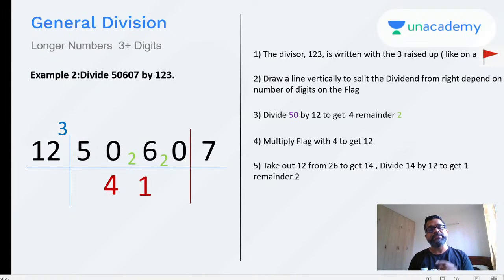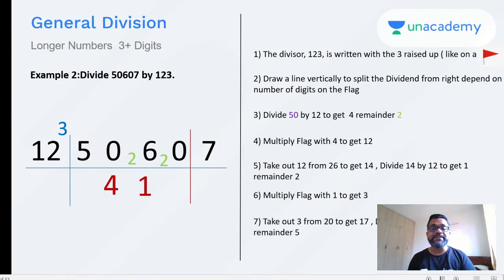Now again, the next step is 20 minus 3 into 1. 20 minus 3 is 17. 17 divided by 12 will go one time with a remainder of 5. 17 divided by 12, it will go 1 with a remainder of 5.